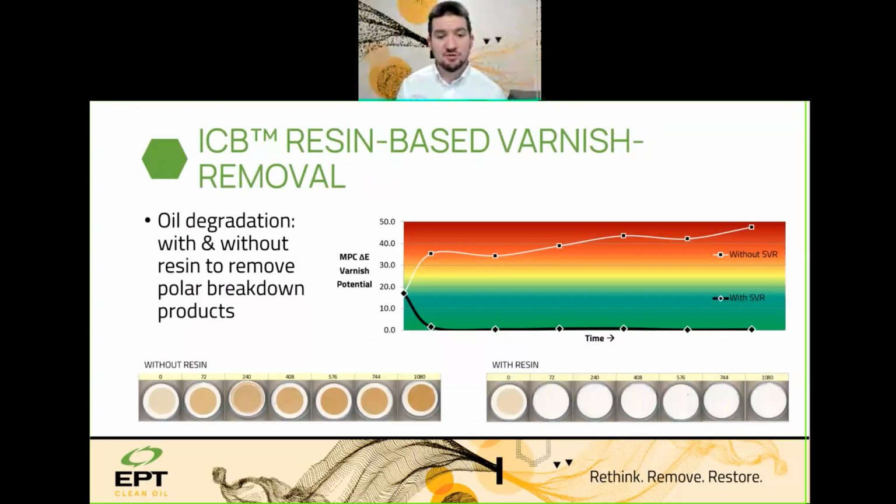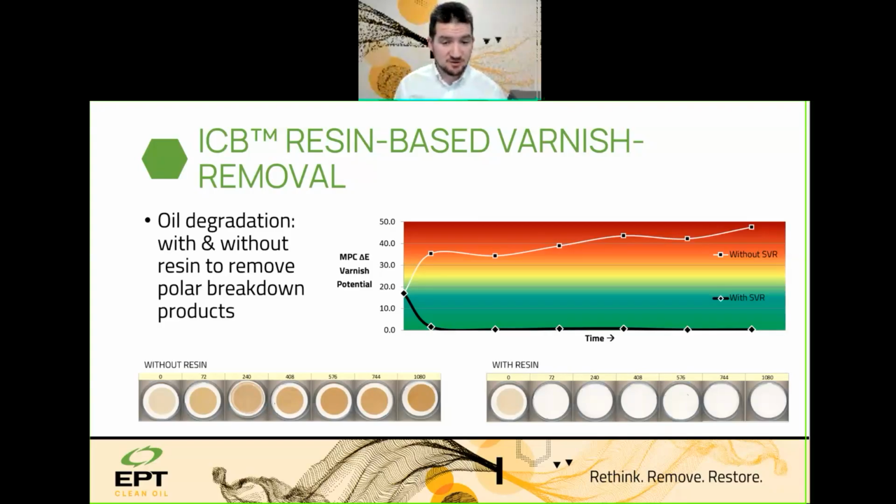Again, this is kind of showing you what happens when you have soluble varnish removal and you install it on day 1. This is a new turbine oil being degraded on our lab test stand. We degraded it with and without soluble varnish removal. The white line is without, the black line is with. So without, as you degrade that oil, breakdown products accumulate, the MPC varnish potential increases, and you see the varnish on those patches on the bottom left.